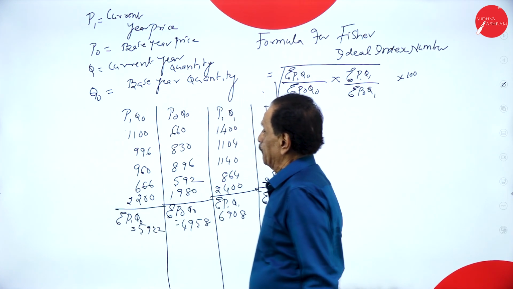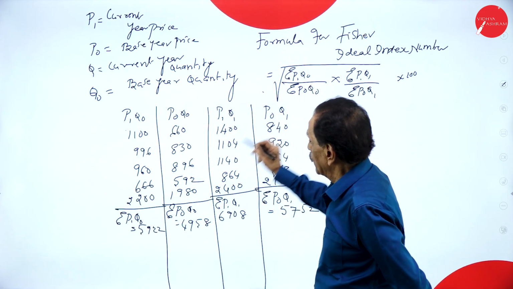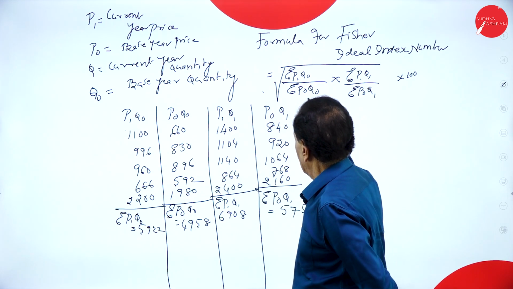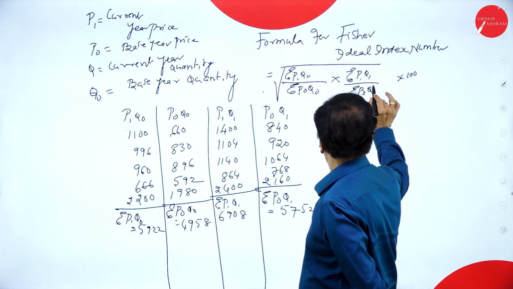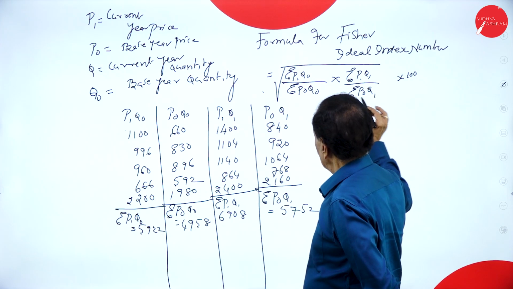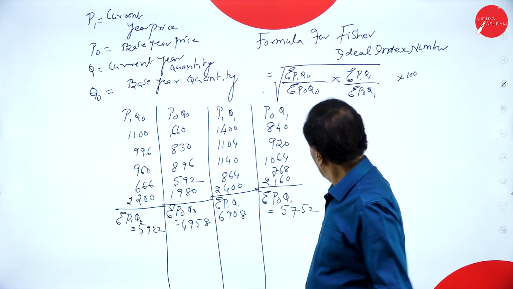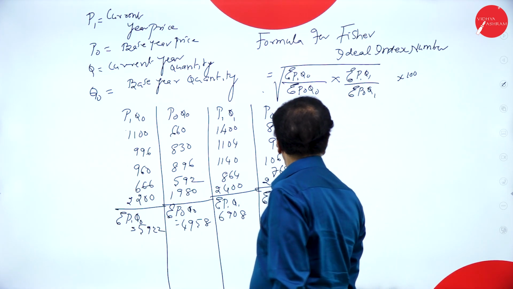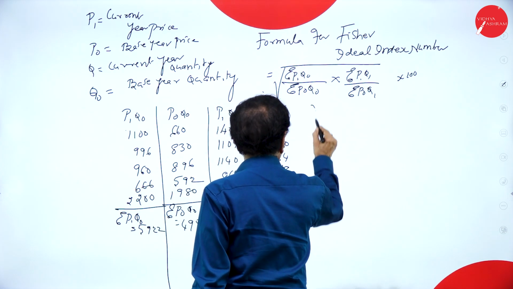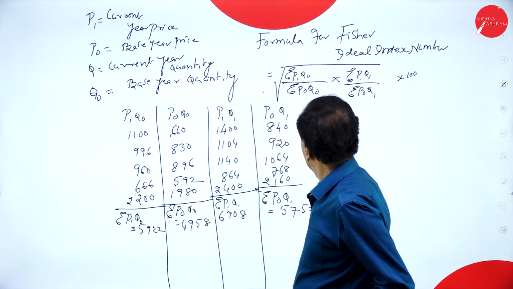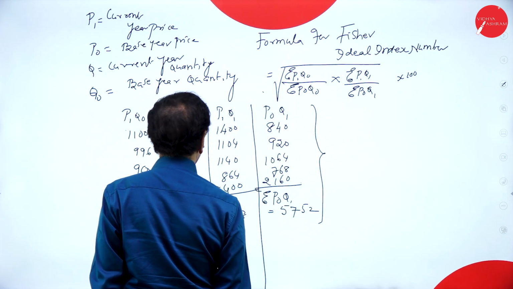So first you have to multiply like this: P1 Q0, next P0 Q0, P1 Q1, then P0 Q1. Slowly we have to apply. Shall we go to next? Here we can apply now.